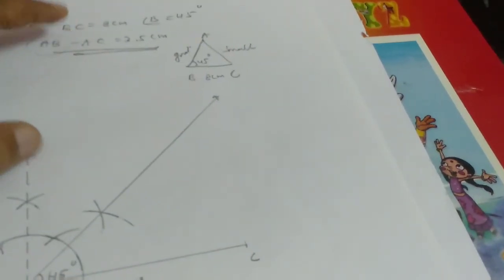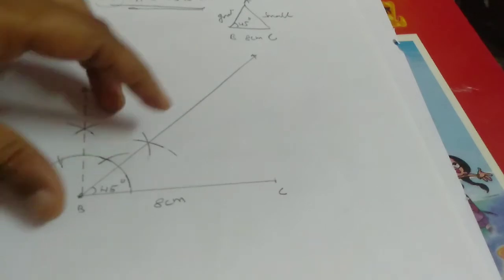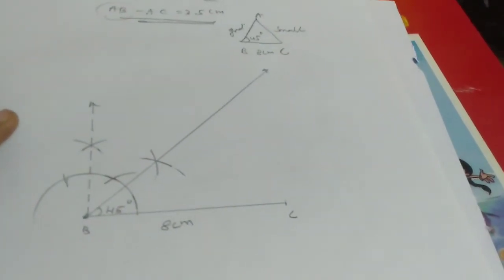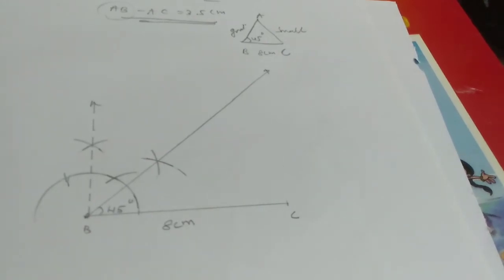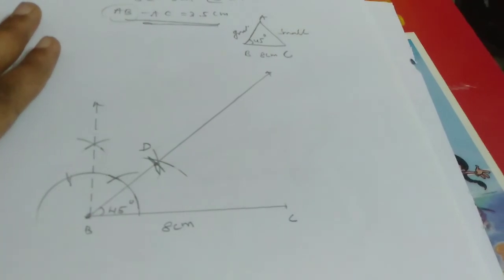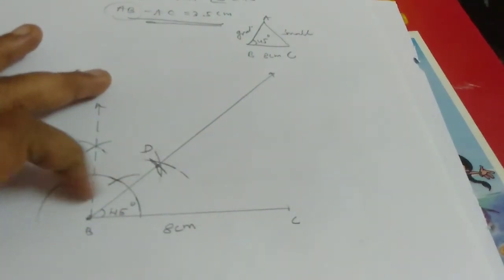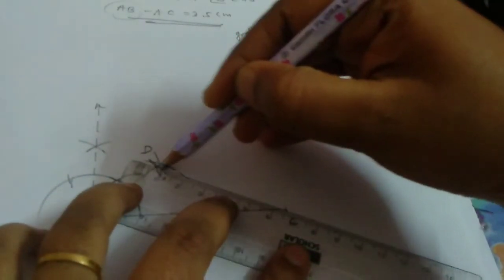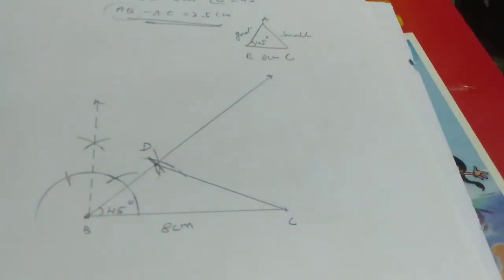Next, AB minus AC is 3.5 centimeters. So at point A the difference comes to 3.5 centimeters. Take a 3.5 measurement and cut one arc on the B ray. So keep it here, just cut one arc. This intersecting point, give it a name other than ABC, say D. So this is 3.5 centimeters. Now you should join D and C. Now in DC we are getting one line segment.